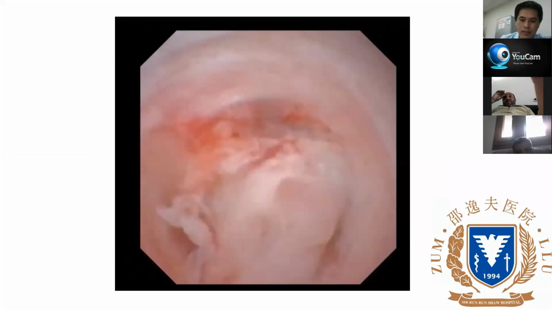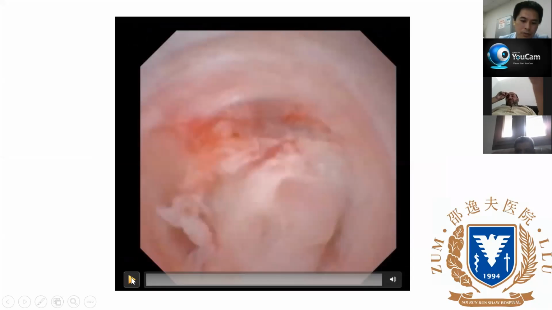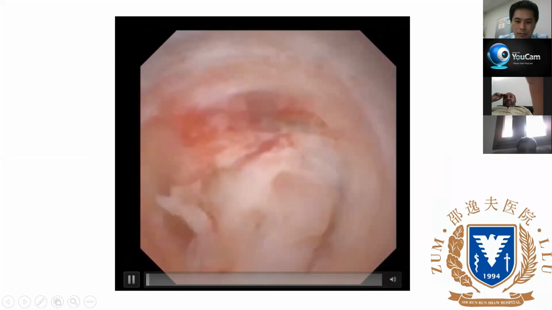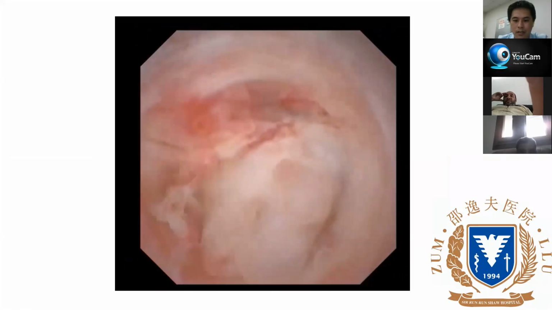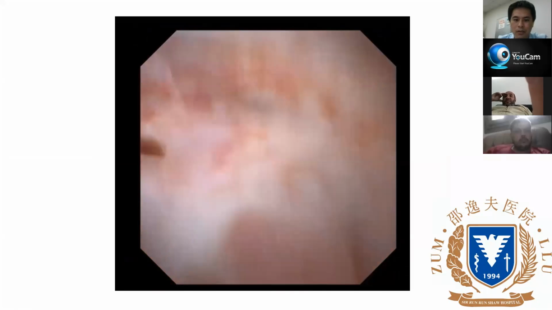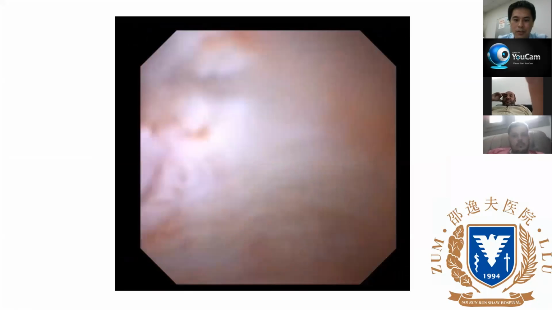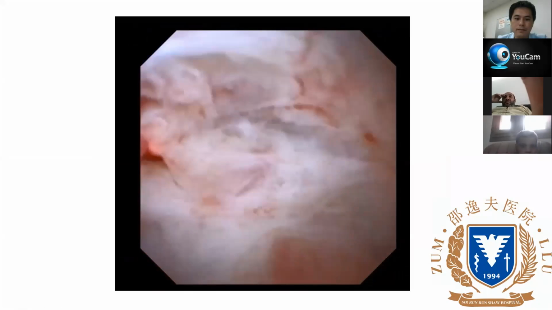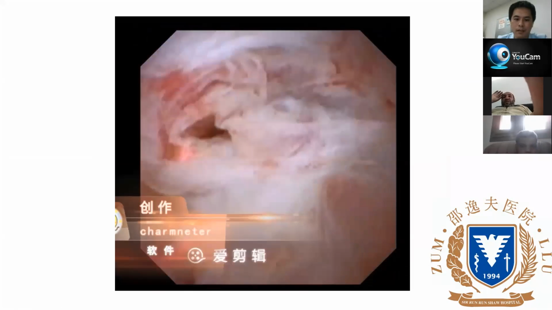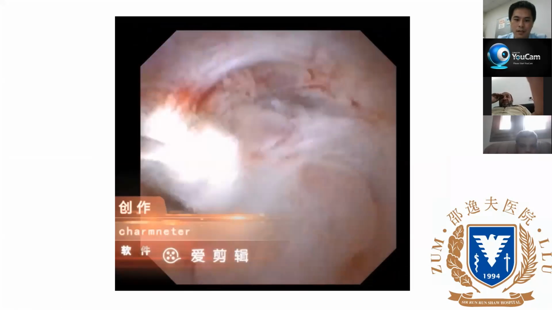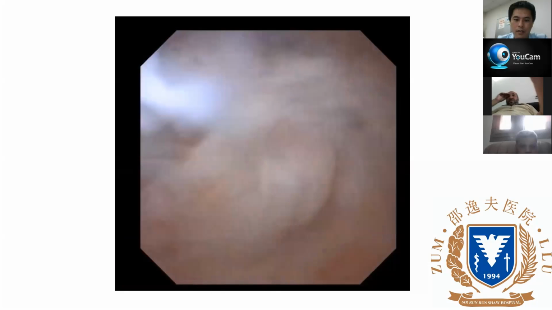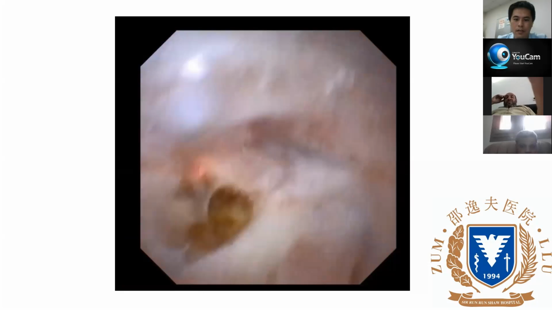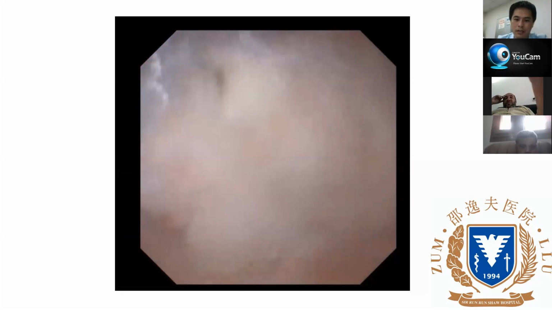Let's see another case, where we directly use the cesium laser to deal with the neoplasm. You can see the neoplasm is around the whole ureter and we cannot find the pedicle. So we use the laser to burn it. We can see the stones behind the neoplasm.